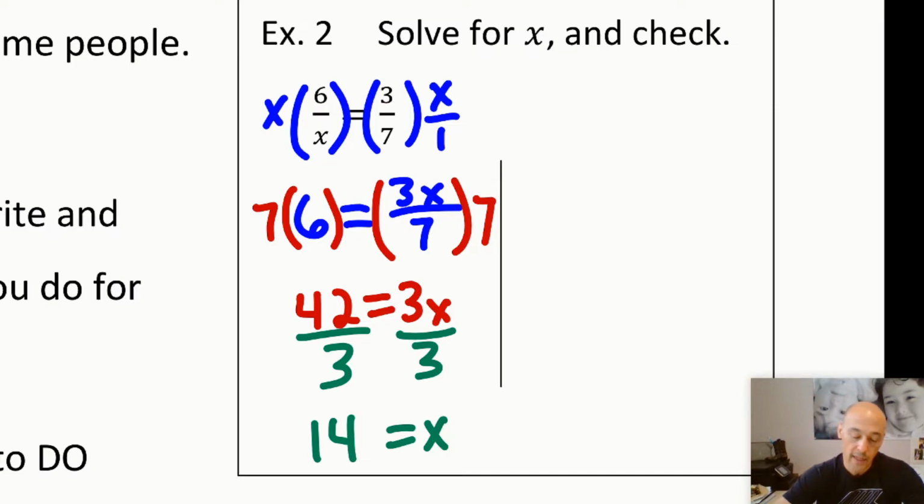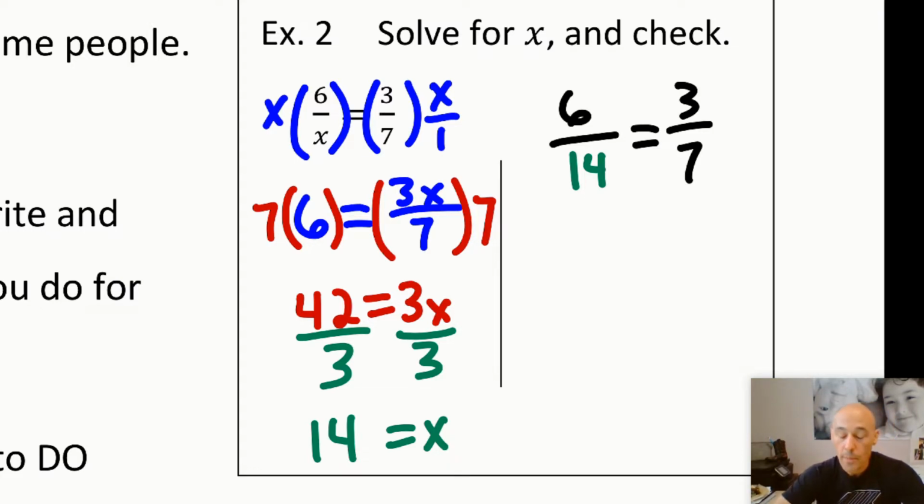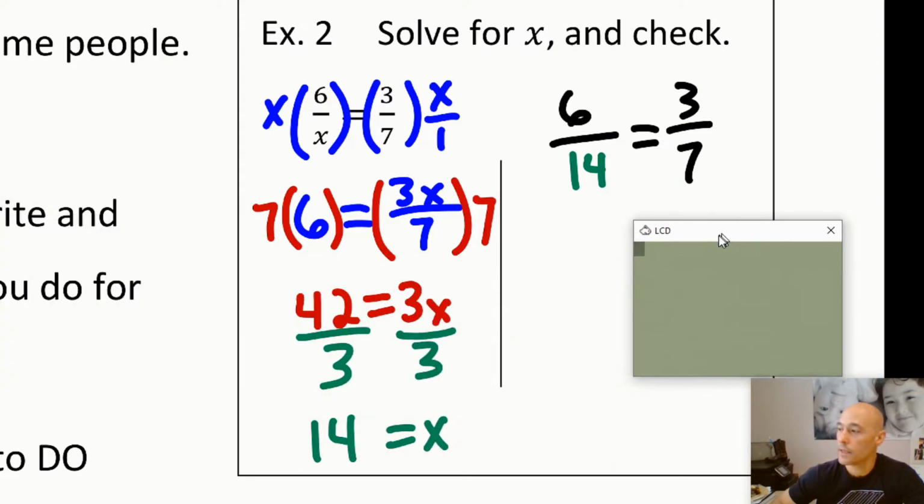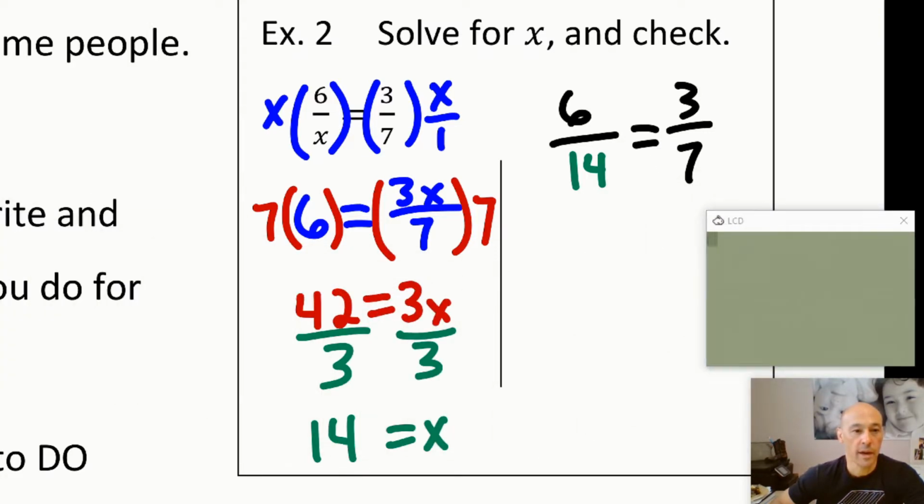Now we can plug our answer, 14, back into the equation. So we have 6 over 14 is equal to 3 over 7. Well, there are a couple ways to see that this is true. We could just do 6 divided by 14 in our calculator and 3 divided by 7 in our calculator. And I think that's probably the easiest way to do this. So let's pull up a calculator here, at least the face of it, so you can see the work that I'm doing. And we'll do 6 divided by 14.